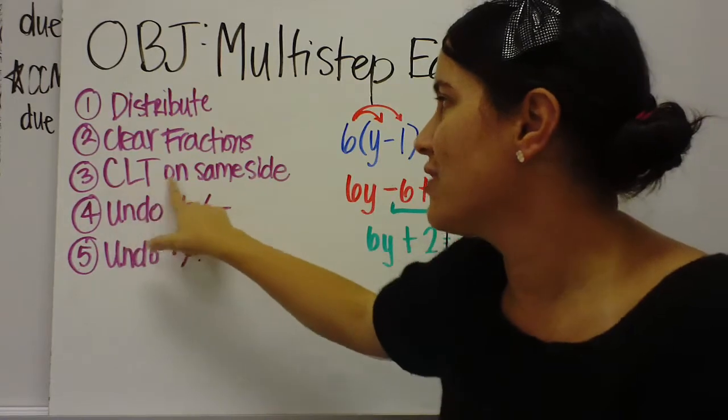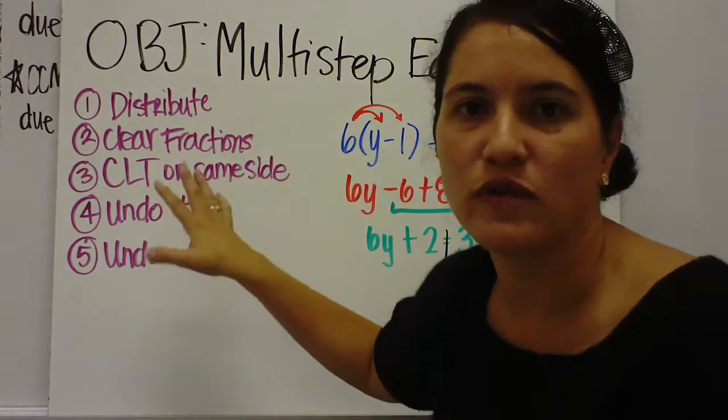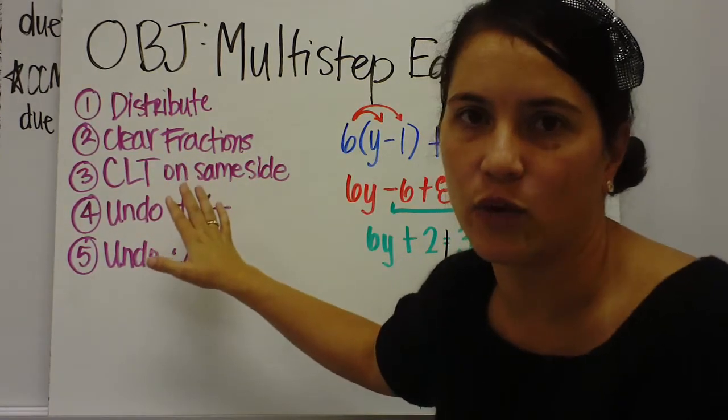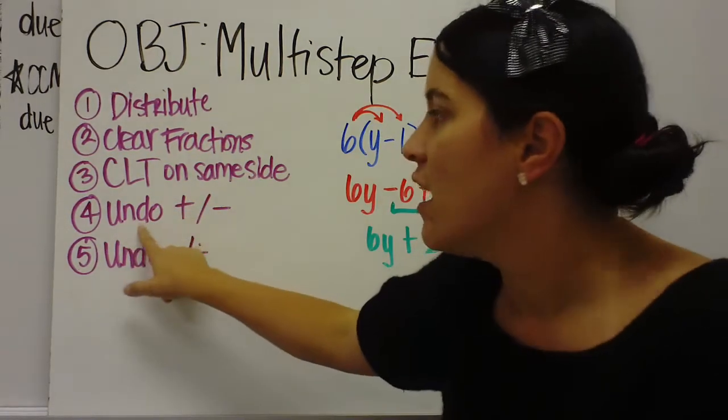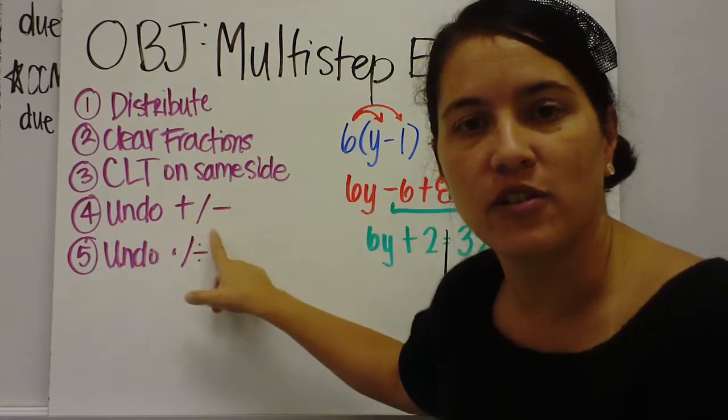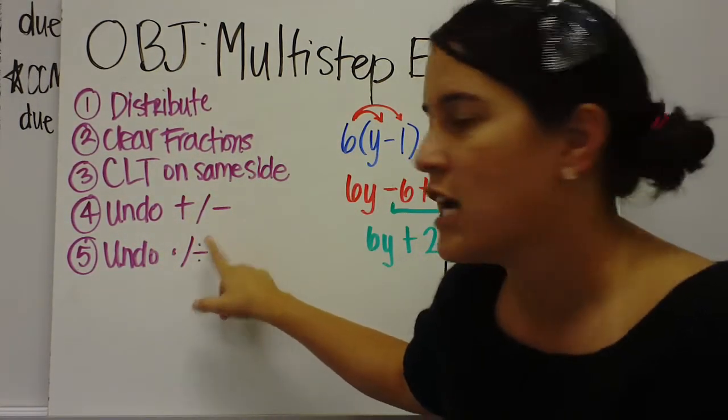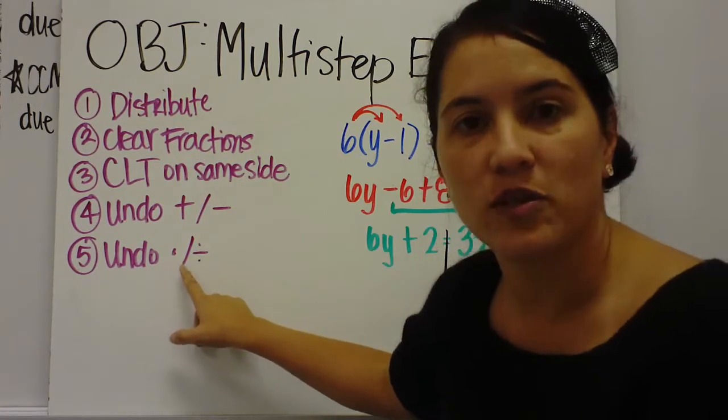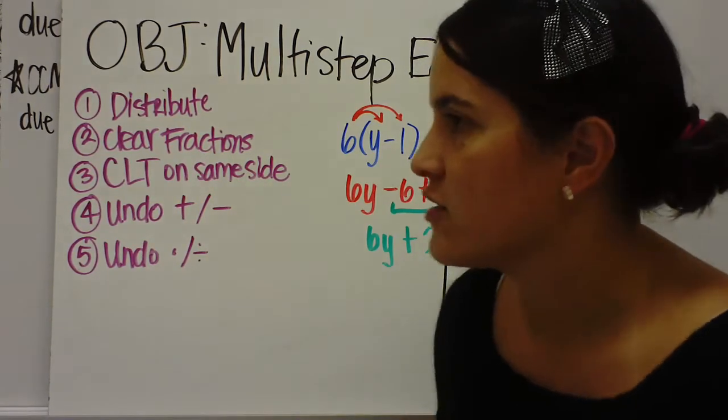Third step, combine like terms on the same side. If you have terms on the same side of the equals, you can combine them. Step 4, you're going to undo your addition and subtraction. And step 5, undo your multiplication and division. So here's an example.